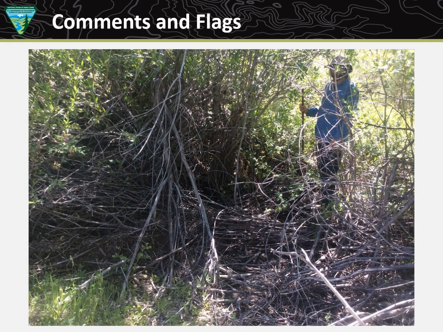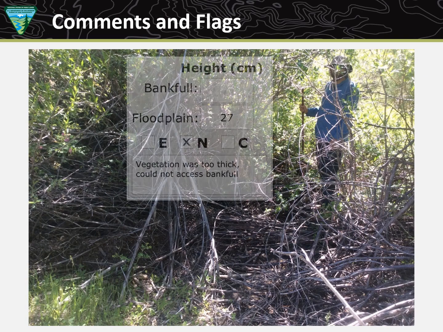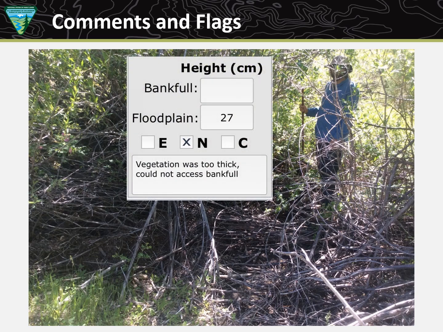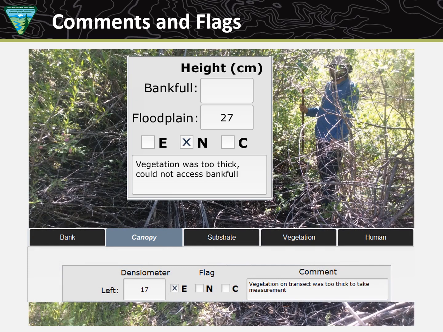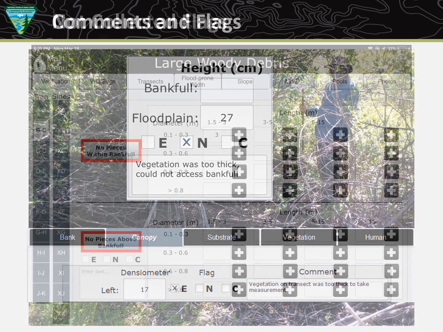For example, a transect may be inaccessible because of extremely dense, thorny vegetation, so some measurements, such as bankful height, may not be able to be collected. However, densiometer measurements can likely be estimated as 17, indicating that there is 100% overhead canopy cover.